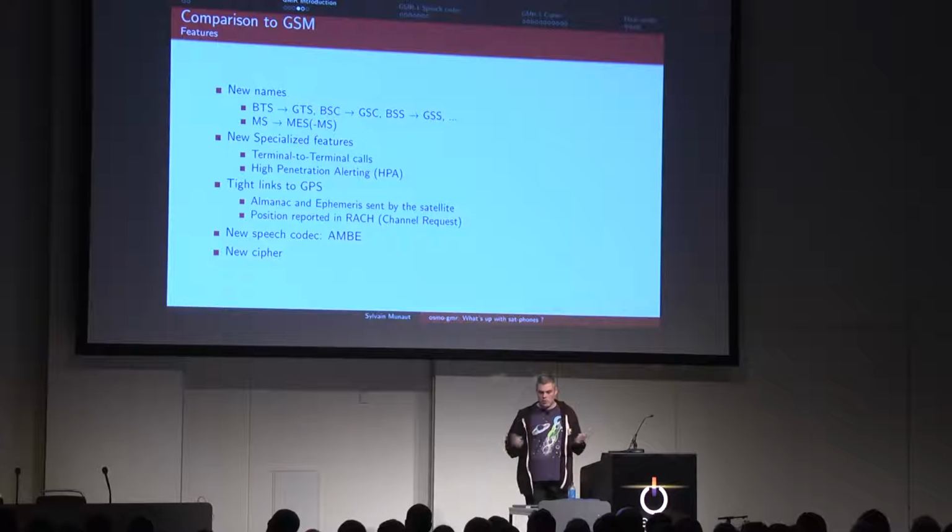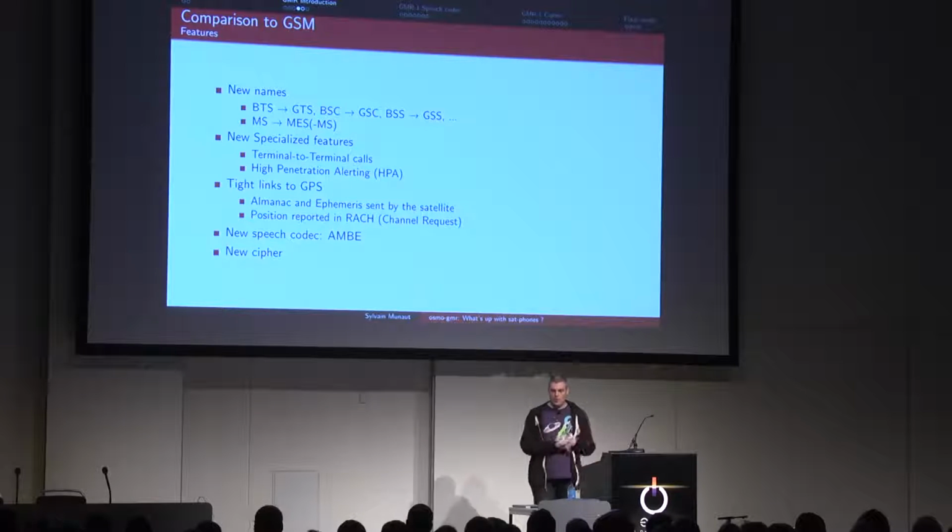And then compared to GSM, of course, they introduced the two things we're going to look at today. They changed the speech codec to something called AMBE, and they changed the cipher. They're not using A5/1 or A5/2 or A5/3 or that kind of stuff. They use something called A5-GMR-1.